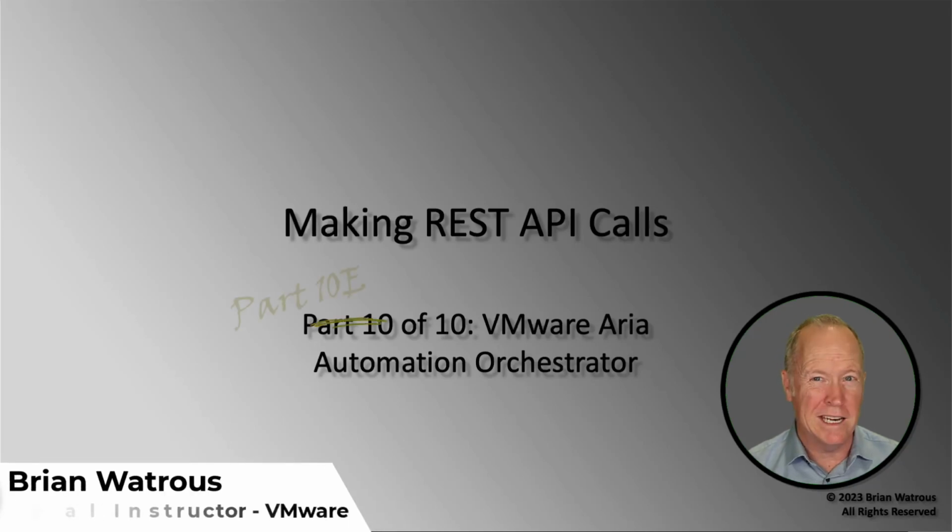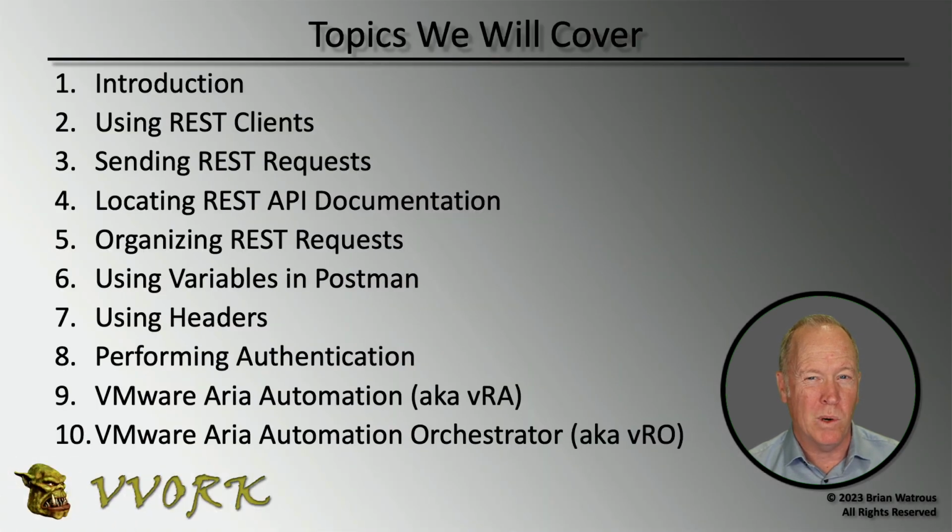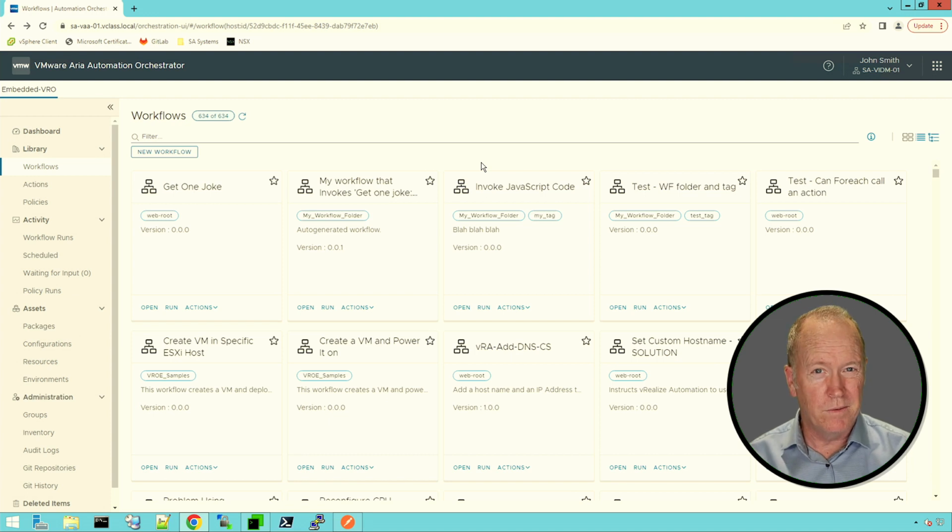This is part 10 in a 10-part video series in which we're exploring how to make REST API calls. Here in part 10, we're going to be looking specifically at Orchestrator. In the previous video, we created a workflow that was able to perform a REST operation to get one joke. We're going to do things more complex this time around. We're going to get 10 jokes, and as a result, the JSON data that we get back is going to be more complex. So the parsing is going to be a bit more challenging here.